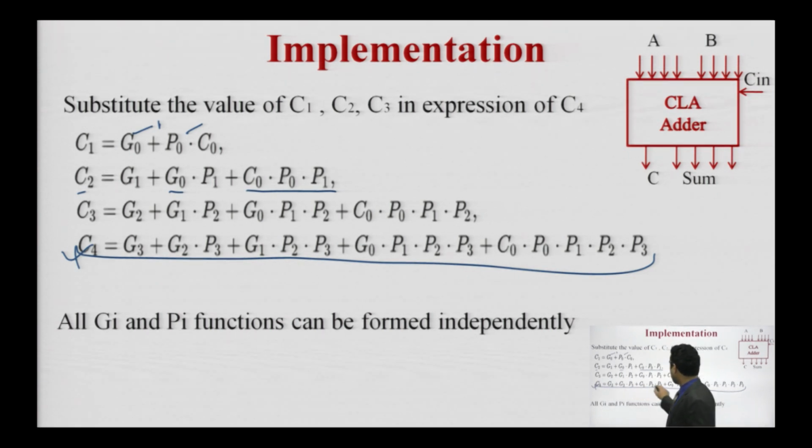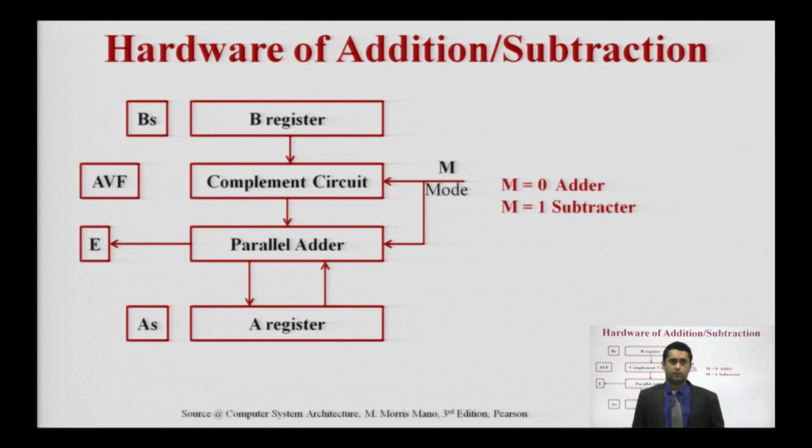So 1, 2, 3, 4, 5. These 5 operations are performed, and if they use a single clock cycle, then at 5 seconds you get the result which was previously obtained in 30 seconds. So this is about the carry look ahead adder.